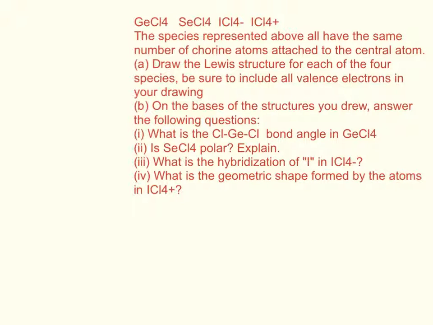Then, on the basis of the structures you drew, I want you to answer these following four questions. First one, what is the Cl-Ge-Cl bond angle in the GeCl4 structure? Is SeCl4 polar? And explain how you've come to that conclusion. What is the hybridization of I in ICl4 minus? And what is the geometric shape formed by the atoms in the ICl4 plus ion?